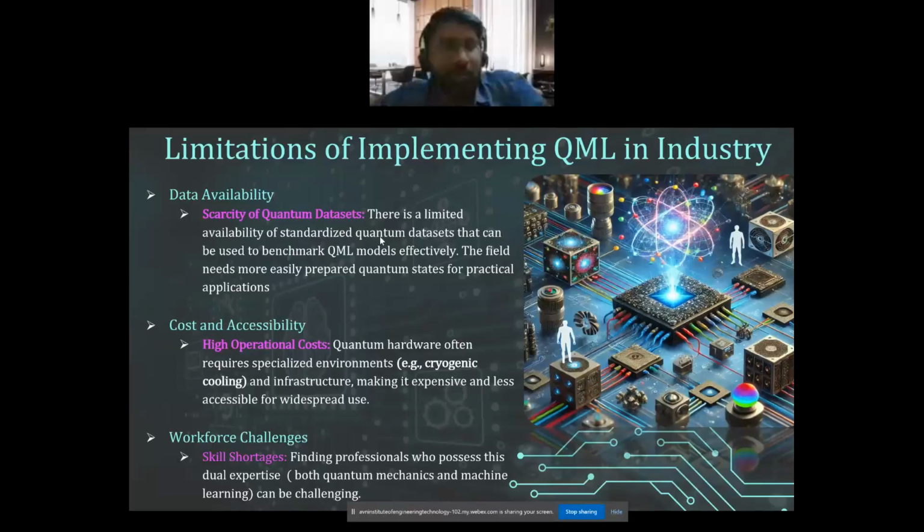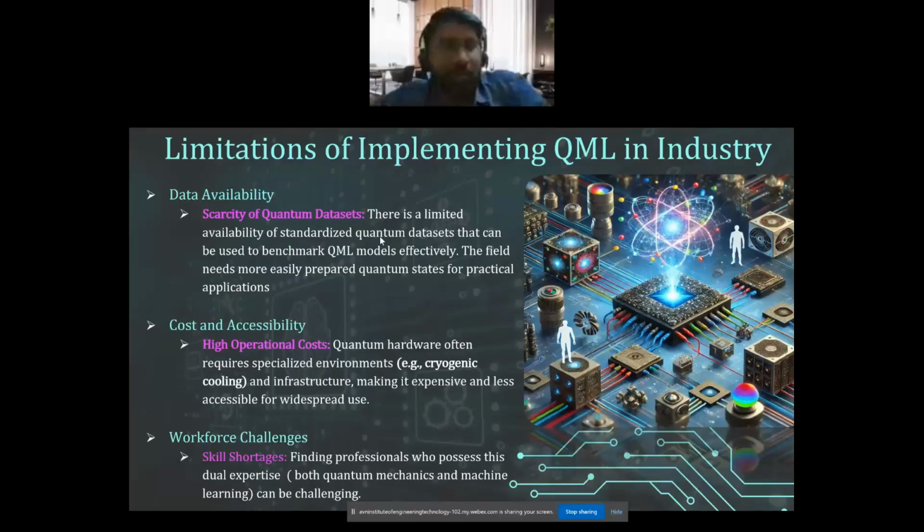And one more, cost and accessibility. Quantum machines are very much costlier. Why? Because it needs cryogenic cooling, right? Maintaining the cryogenic cooling so that heat should not affect the engine, right? So the infrastructure cost here is very high, and accessibility is also very low due to the cost and everything, right?